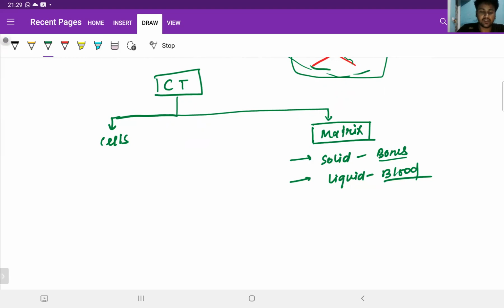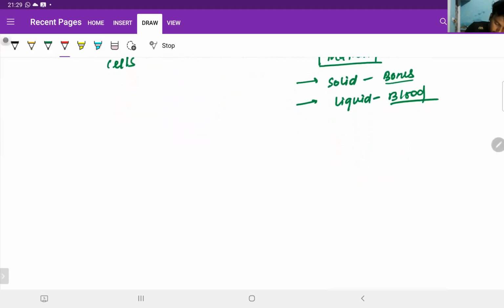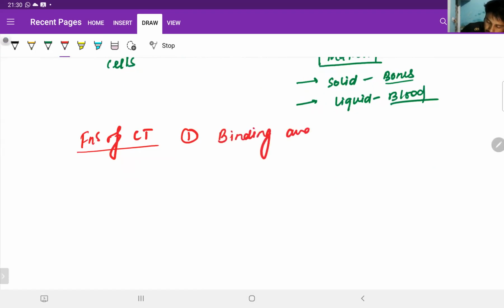Now, let us start by talking about the functions of these connective tissue first of all. And once we are done writing the function of these connective tissue, we will move on and see different types of connective tissue, and will know how these connective tissue are involved in the function that we will write before talking about the connective tissue, right? So I'm talking about the functions of connective tissue. The first function, like I said, is that they are involved in binding and support, right?